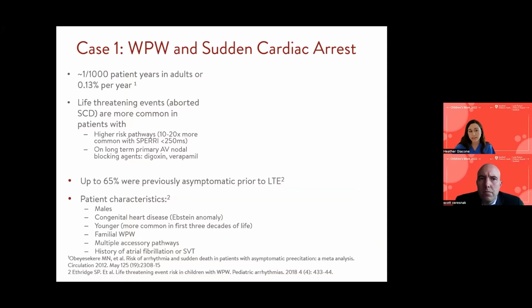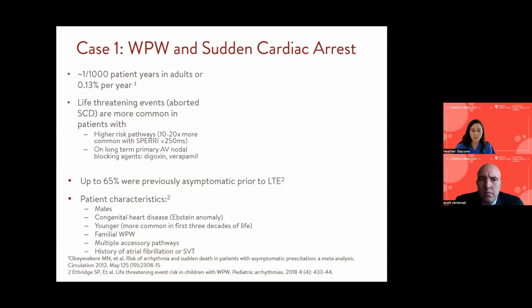Life-threatening events are more common with patients who have what we call higher risk pathways, which we'll touch on in a little bit, but it just means that there are properties of these pathways that allow for very rapid conduction. Also, if patients are on longer-term primary AV nodal blocking agents or medications such as digoxin or verapamil without any other medications on board.